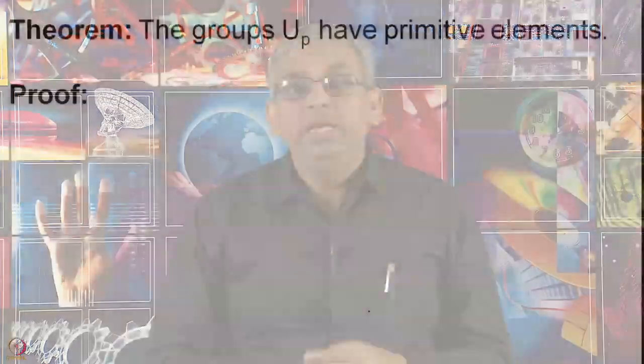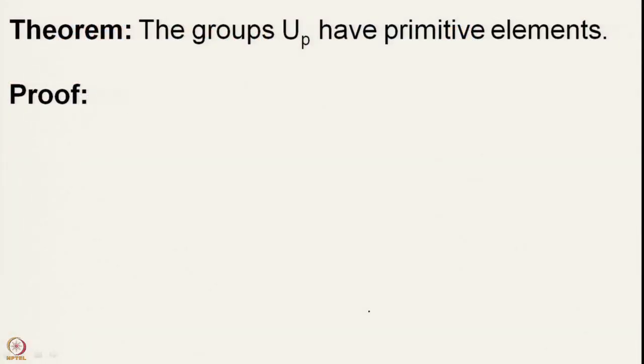So, to begin with, when we want to prove that our group Up is cyclic, this is to say that each Up has a primitive element. This is what we will have to prove. So, the theorem says that the groups Up have primitive elements.